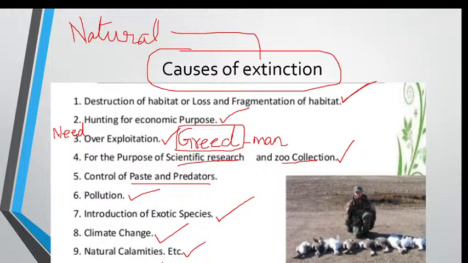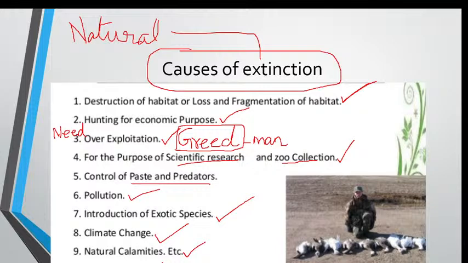So these are the causes of extinction or endangerment of organisms. One, destruction of habitat, or loss and fragmentation of habitat. Two, hunting for economic purposes like food and shelter. Then overexploitation for the purpose of scientific research and zoo collection. Then control of pests and predators. Then pollution, introduction of exotic species, climate change, natural calamities, etc.